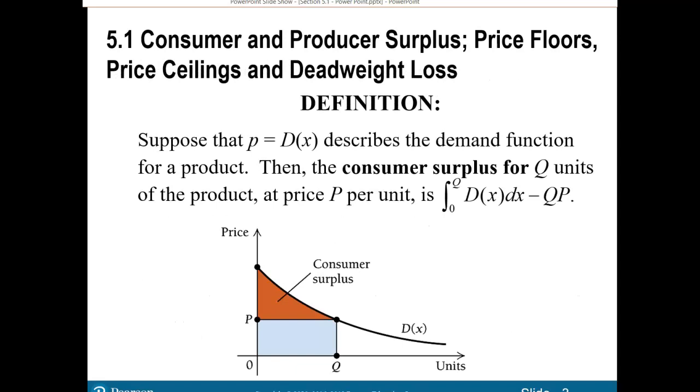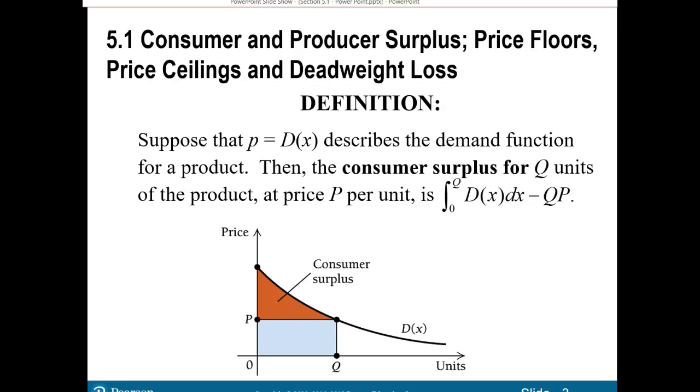All right, our first definition: suppose that you are given a function P equals d of x that describes the demand function for a product. Then the consumer surplus for Q units of the product at price P per unit is the definite integral from 0 to Q, so that upper limit is your Q units of the product, of your demand function with respect to x, minus the product of the units of the product and the price per unit.